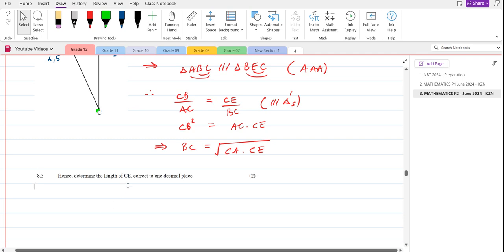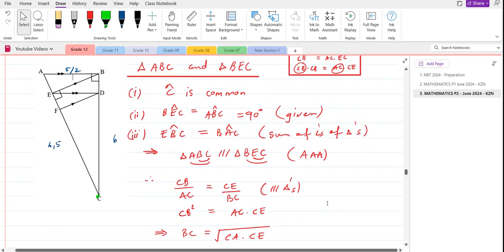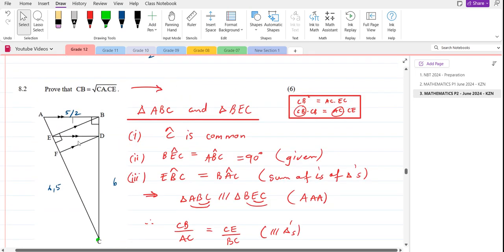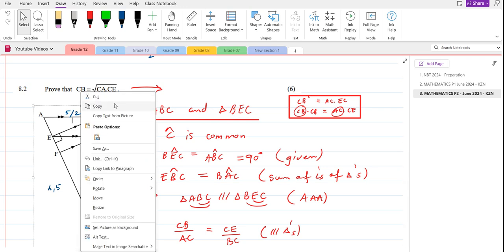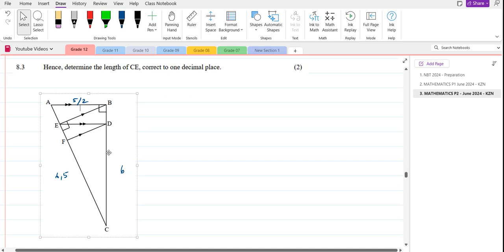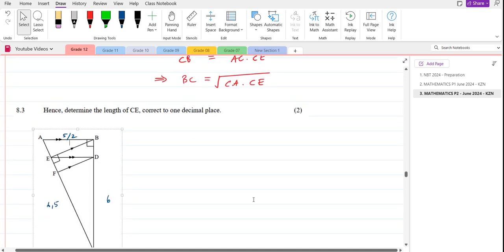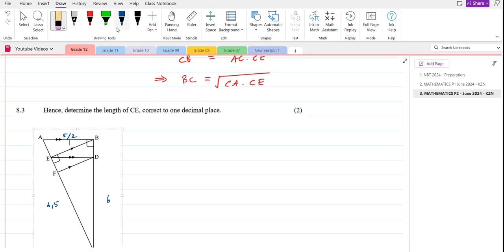They said, hence determine the length of CE correct to 1 decimal place. So BC is right. So I think we need this diagram here again. Okay, so we know what BC is. We want to find CE. Because they said hence, use the answer above. So we know BC is equal to the square root of CA times CE.